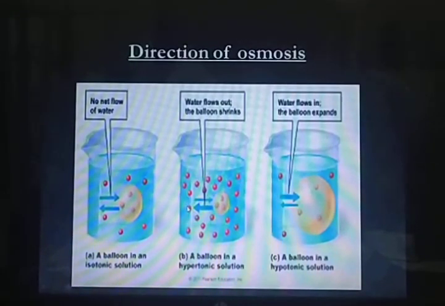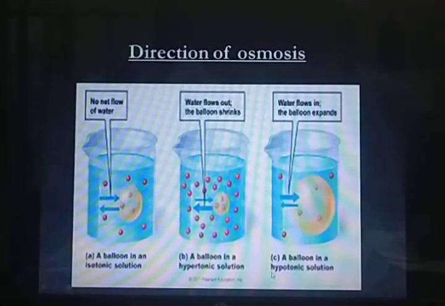Now coming to the hypotonic solution. I have told you hypo means less, tonic means solute. The solute is less outside, so the solvent is automatically higher. In the solution the solvent is higher, so the movement of the solvent will be from the outside to inside. Are you getting my point?